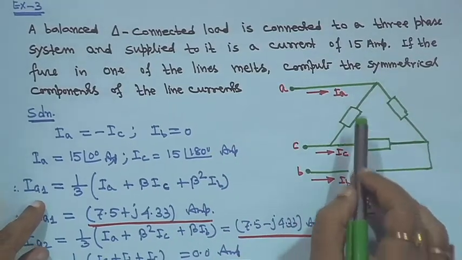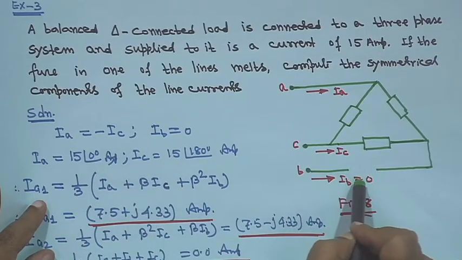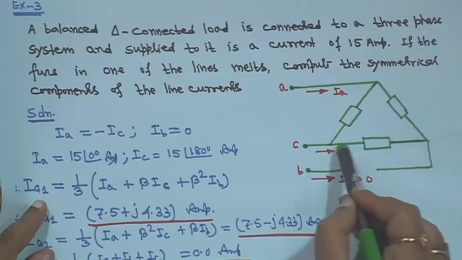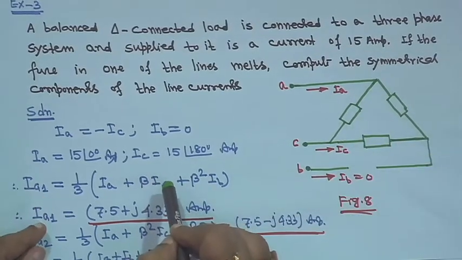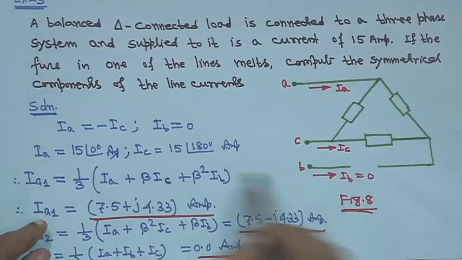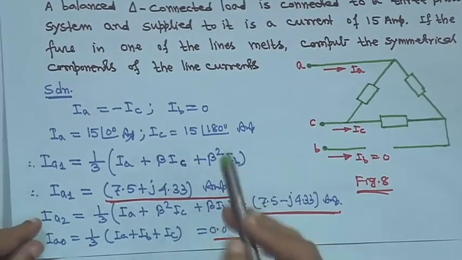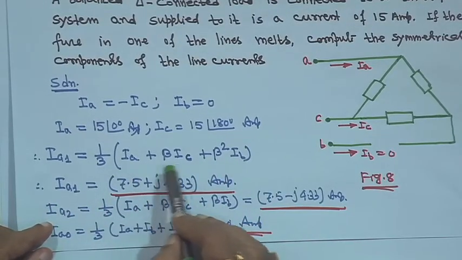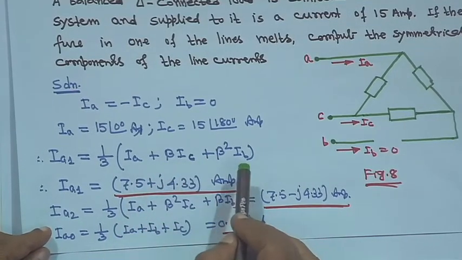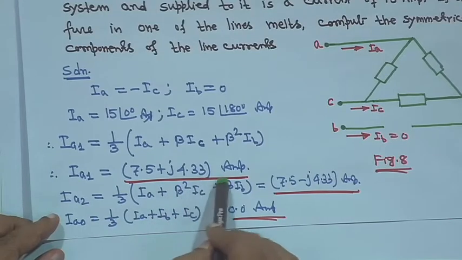Suppose I_A is equal to 15 angle 0 ampere, taken as reference. Then I_B is 0, and because there is no current here, this is the path for I_C, so I_A is equal to minus I_C. Since I_B is equal to 0, I_C is equal to 15 angle 180 degree ampere. So, we know the relationship I_A1 is equal to 1/3 (I_A plus beta I_B plus beta square I_C). You substitute all these values, I_B is anyway 0, and the beta angle, and you will get I_A1 is equal to 7.5 plus j 4.33 ampere.